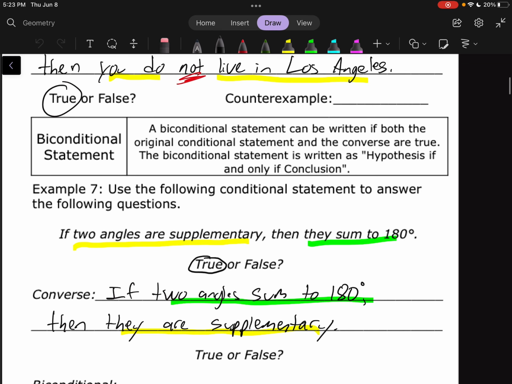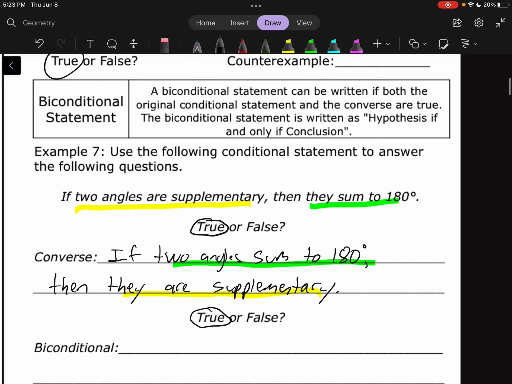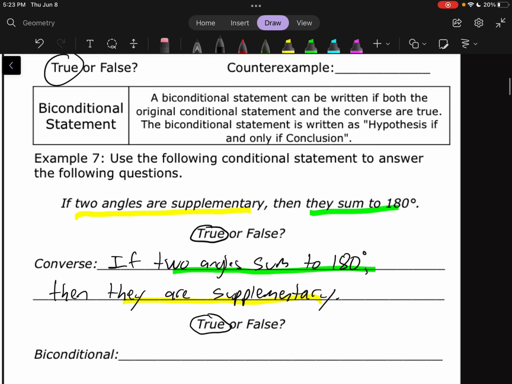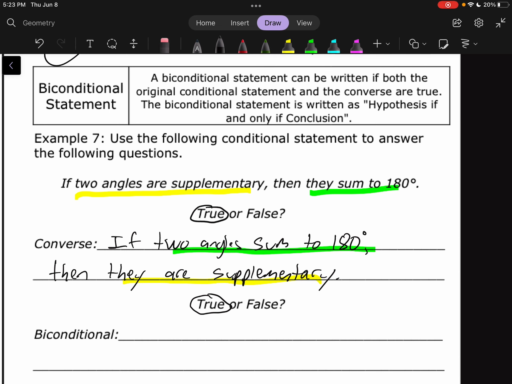That's fine. Now, converse-wise, being true or false, if two angles sum to 180, then they're supplementary. That's definitely true, right? That's literally what it means to be supplementary. So we have a case here where the original statement was true and the converse was true. So if both are true, then we can write our biconditional statement.